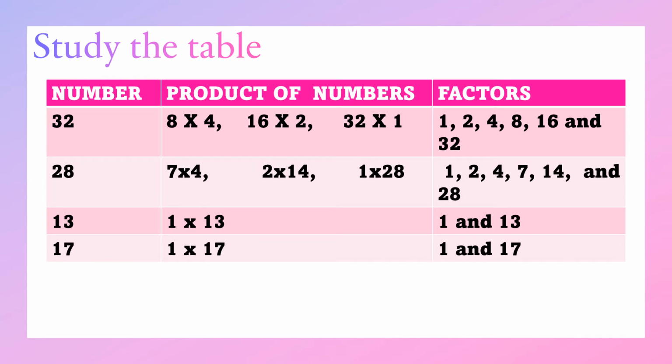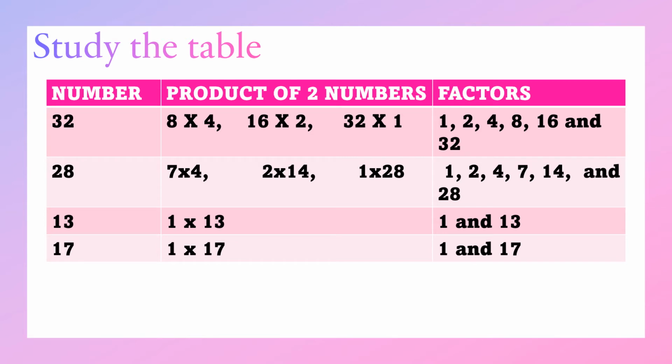Third one is 13. The product of 13 is 1 times 13. So, the factors of 13 are 1 and 13. Last is 17. Product of 17, 1 times 17. The factors are 1 and 17.